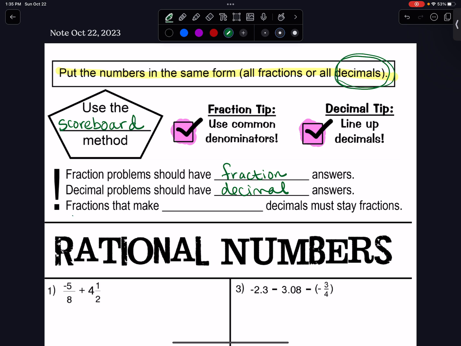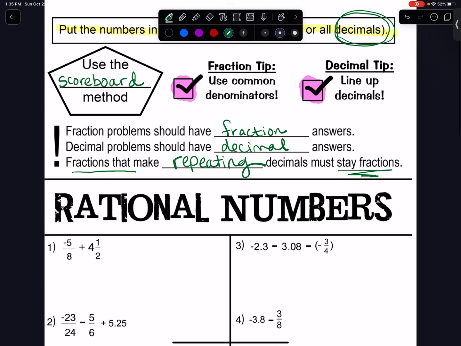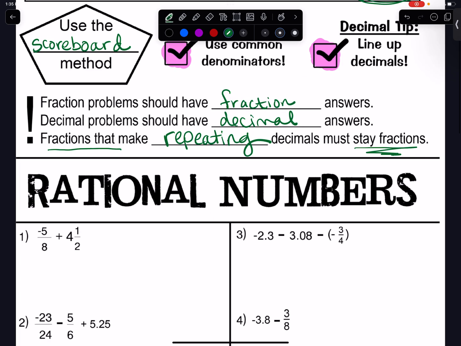But whenever you have a fraction that makes a repeating decimal, then it has to stay a fraction, and you cannot use your calculator to make it a decimal, because that would not be an exact answer. It would be an approximate answer. All right, let's jump right in and try some.